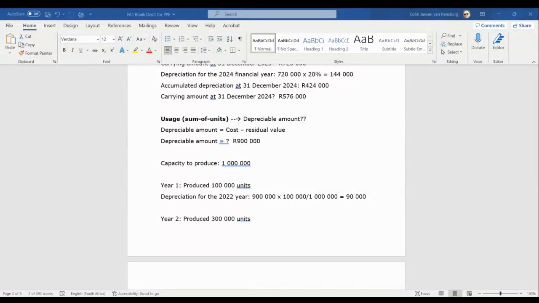Again, in year two, ladies and gentlemen, even if you had sold that item, let's say during the course of the year, but you have produced 300,000 units, you are still going to depreciate it with 30%, not a portion of 30%, the full 30% up till when you are going to dispose of that asset. Sorry for that little brain freeze for a few seconds there. I don't know why I brought the time in there. So, in the usage method, it doesn't matter how many months during the year you've used it. All that matters is how many units you've produced.